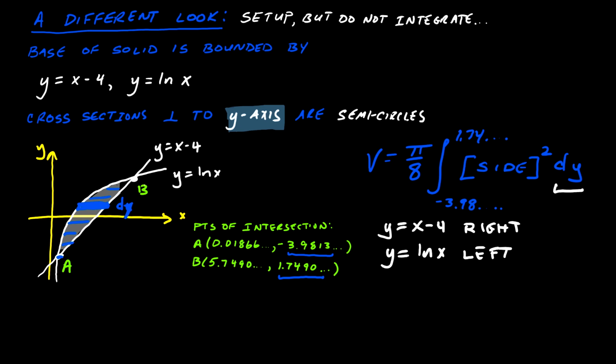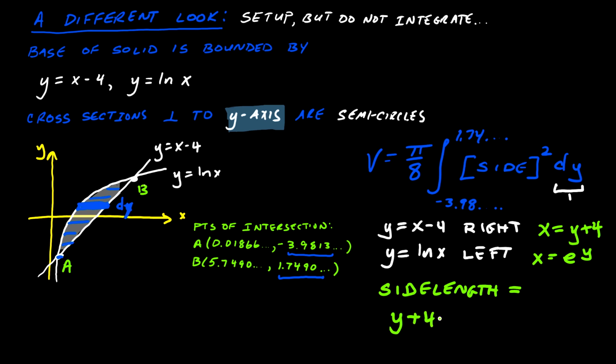But since we are in terms of y, we need to transform both of these equations to be in terms of y. So the equation on the right, if we solve for x in terms of y, we get x equals y plus 4. And for y equals ln of x, solving for x, we get x equals e to the y. So now we can just substitute in, knowing that the side length is going to be equal to the right side, which is y plus 4, minus the left side, which is e to the y.